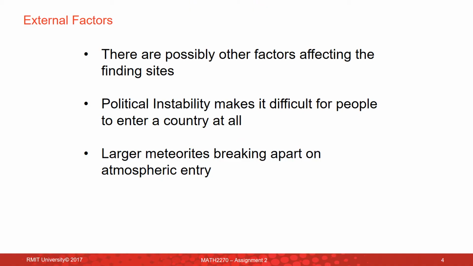Although the plots seem to provide some good insight, there are still some factors that might affect the finding sites. External factors like political instability could account for low meteorite findings in Yemen and Egypt. Also, it's possible meteorites that have landed on Earth were a part of a larger mass that broke apart on atmospheric entry.